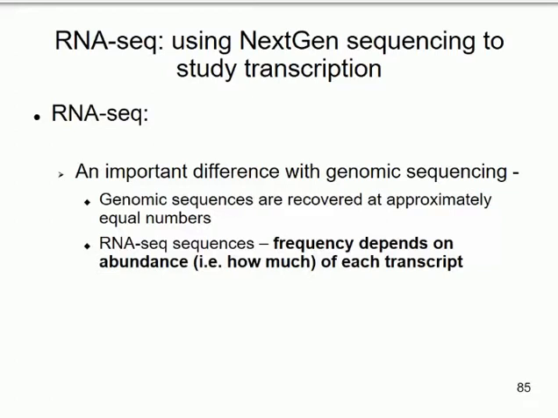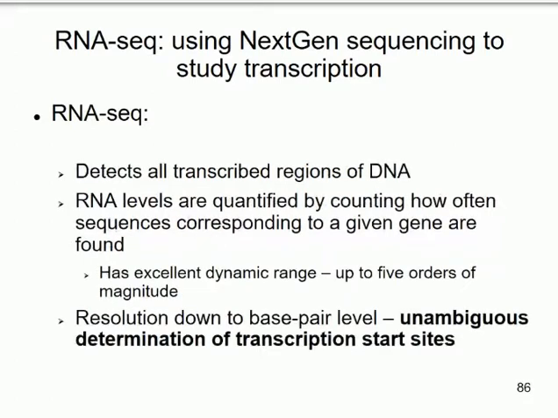So with genome sequences, this isn't true. With genome sequences, pretty much all regions are equally represented. For RNA sequences, you'll get big differences between different genes because the levels of expression are very different between different genes. So that means that you not only find out what genes are expressed, you also find out the levels at which they're expressed. And that's obviously very useful.